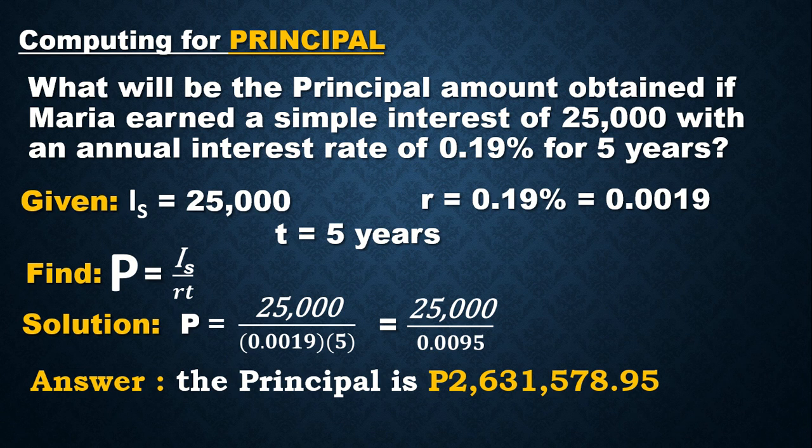At ang principal amount na invest ni Maria ay 2,631,578.95. Again, paano nakuha ito? I-divide po itong 25,000 sa 0.0095. Ito po ang amount na ininvest ni Maria sa bangko.